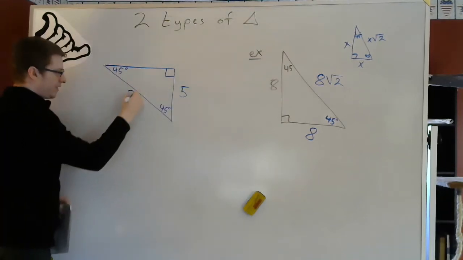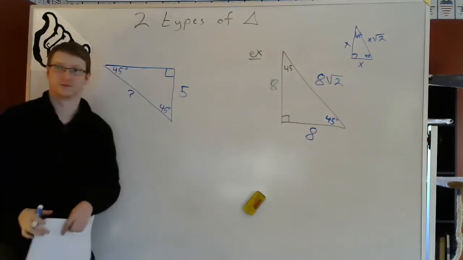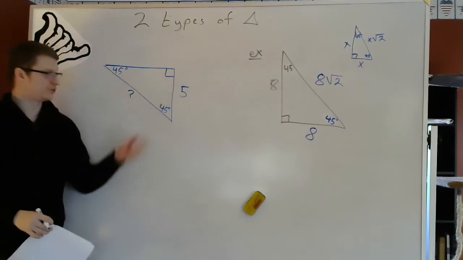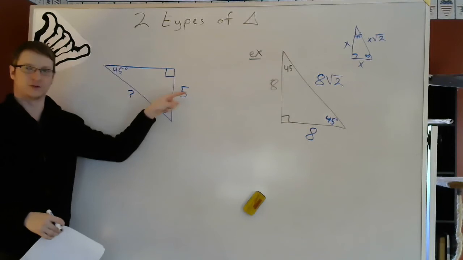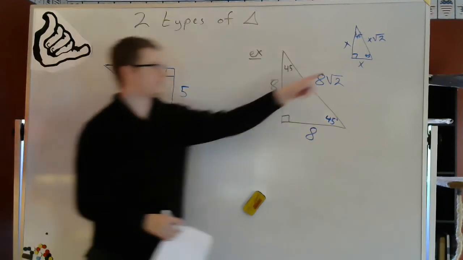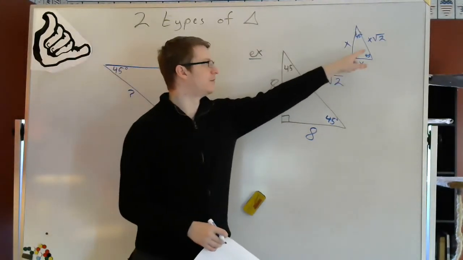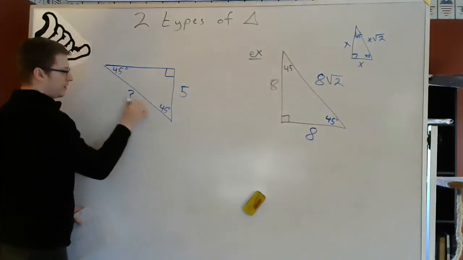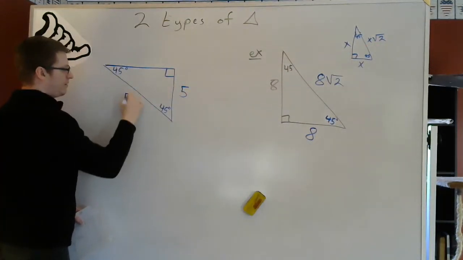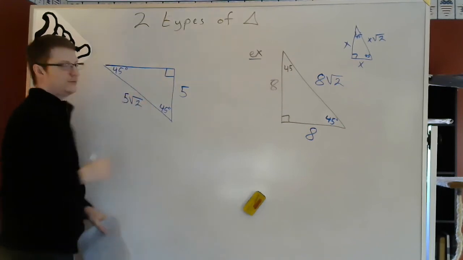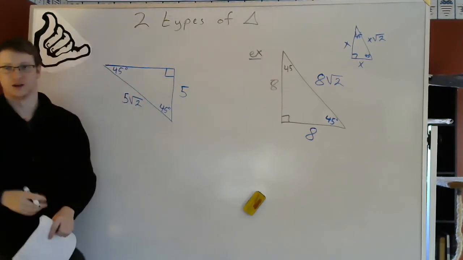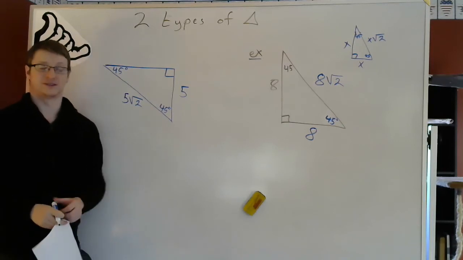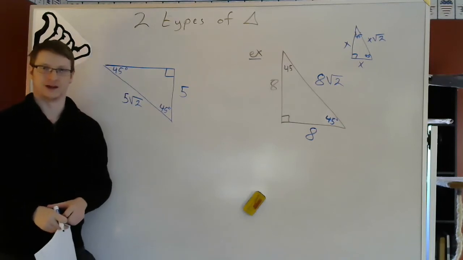Well, then what's the hypotenuse of this triangle? Since it's 45, 45, 90, the hypotenuse will just be one of the legs times square root of 2. Just like we see over here, a leg times square root of 2, x times square root of 2. So this hypotenuse will end up being 5 times the square root of 2. And you can very, very quickly figure out the missing sides on these 45, 45, 90 triangles.